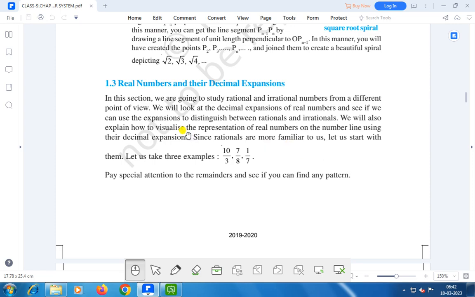Hello everyone. Today we shall discuss real numbers and their decimal expansions. In this section, we are going to study rational and irrational numbers from a different point of view. We look at the decimal expansions of real numbers and see if we can use the expansions to distinguish between rationals and irrationals. We'll also explain how to visualize the representation of real numbers on the number line using their decimal expansion. Since rationals are more familiar to us, let us start with them.